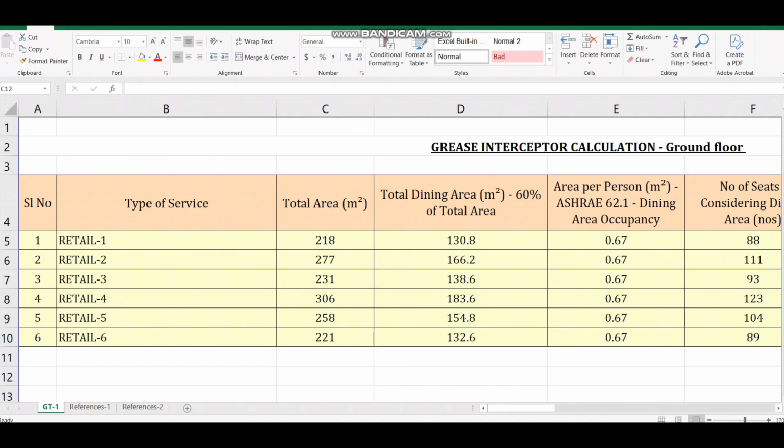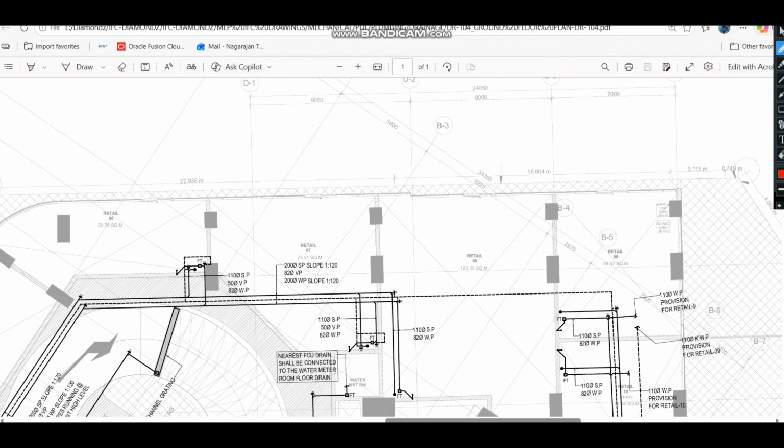In the design, we have one example, and we are going to see how to design the correct grease interceptor for a retail building. Like you see in this layout, there are multiple retails: retail 6, retail 7, retail 8, retail 9, and many more retails in the ground floor layout.